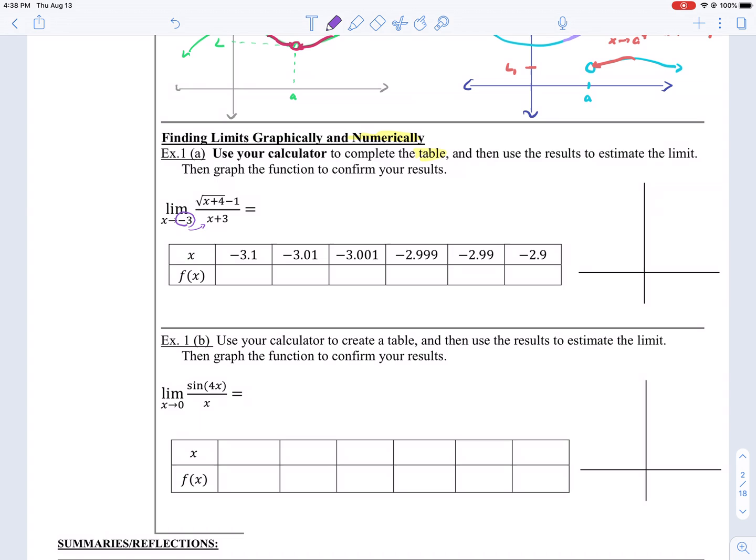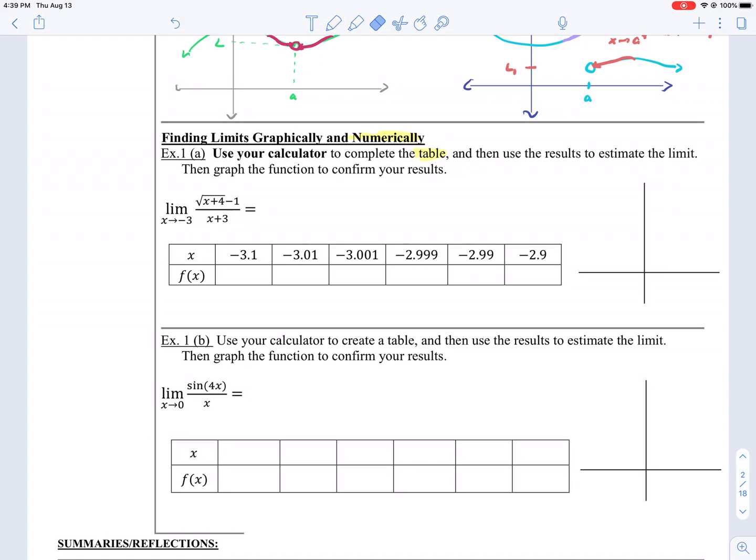That's an undefined scenario. Also, if I plug in a -3 up top, I end up with 1 minus 1. So I don't just end up with division by 0, I end up with 0 over 0. And that's problematic. But it also is what we determine to be an indeterminate form. We're going to talk more about that later. So it means that we can't find the limit this way, so we're going to have to use another way.